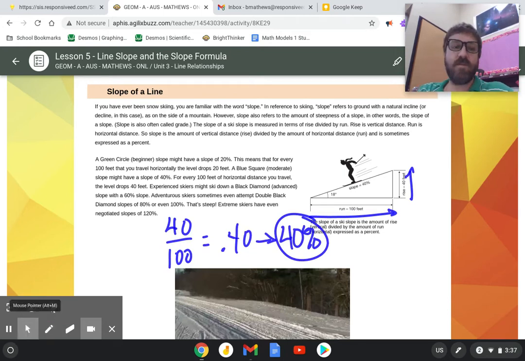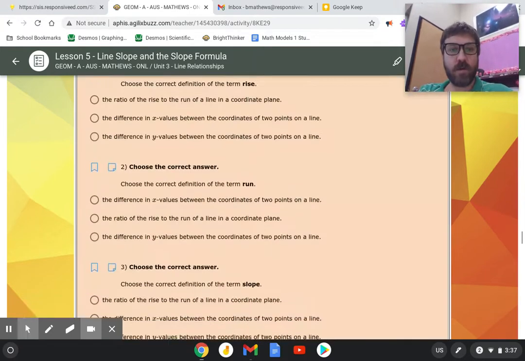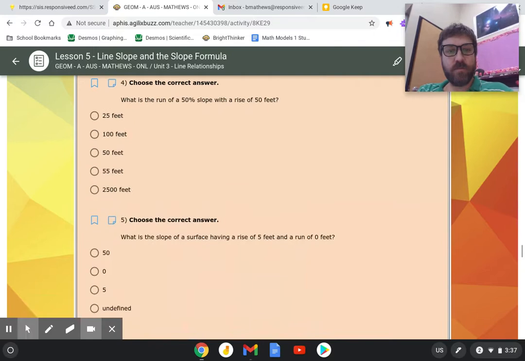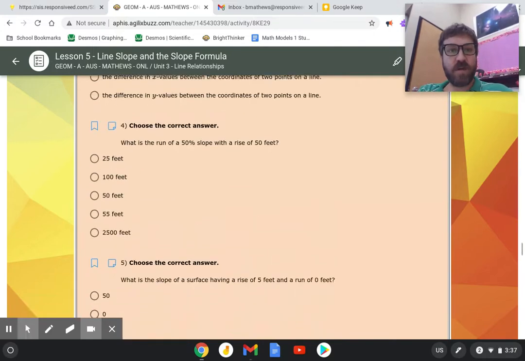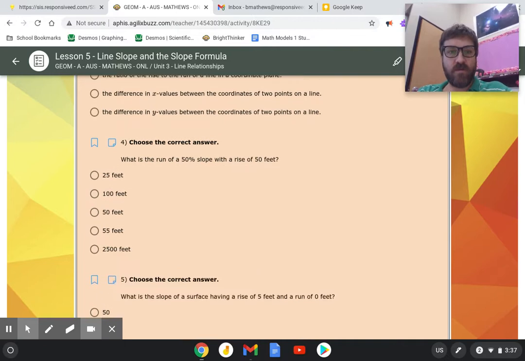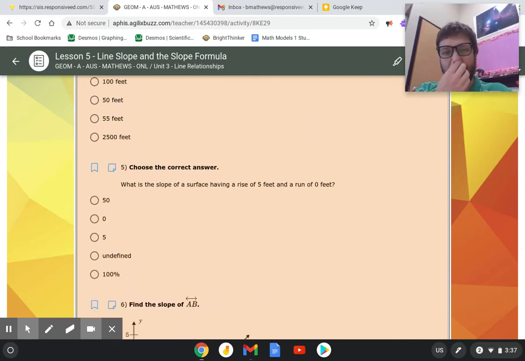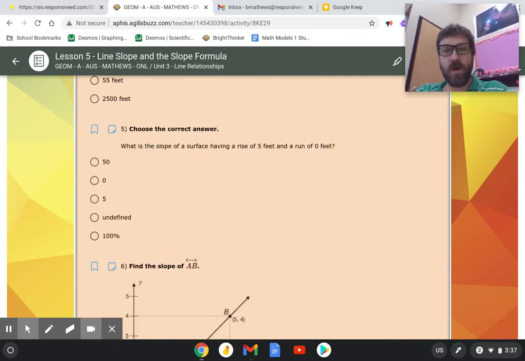So the first thing you're going to have in this is some questions like that. So let me just roll down here real quick, just show you. That's like number 4. Number 5, I would say draw a picture of what you're being described. In this one, they give you the slope and then give you the rise, and you need to figure out the run so that it makes a 50% slope. In other words, the rise divided by the run gives you 50%, or 0.50. What's the slope of a surface having a rise of 5 feet and a run of 0 feet? Okay, undefined.